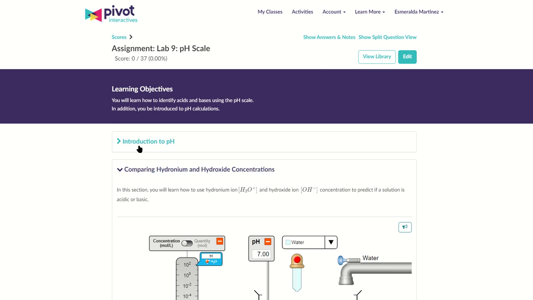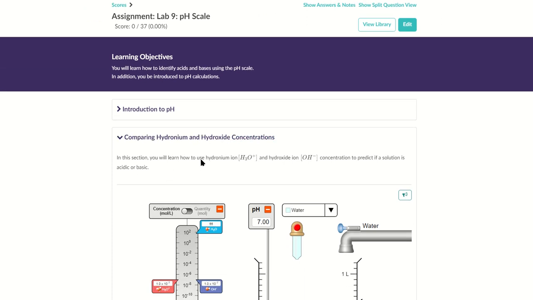Next up, so I collapsed that first part. And next up, we have comparing hydronium and hydroxide. So this gets a little bit more complex. So first, we were just learning about pH, what values of pH correspond to acidic, what values of pH correspond to basic. And now we're getting into the nitty-gritty of how pH is calculated and what value is used for that calculation.